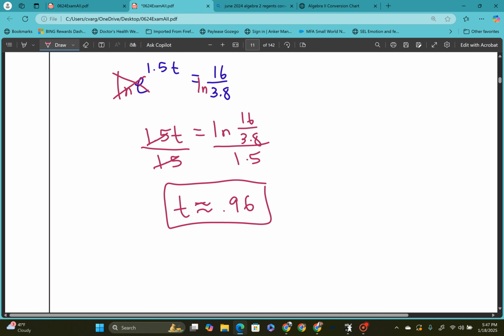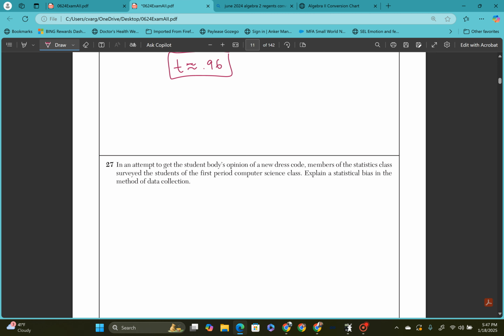All right, we are cooking with gas. 27, definitely one that you could do. In an attempt to get the student body's opinion of a new dress code, members of the stats class surveyed the students of the first period computer science class. Interesting. They did not sample everyone. Explain a statistical bias. Cool.